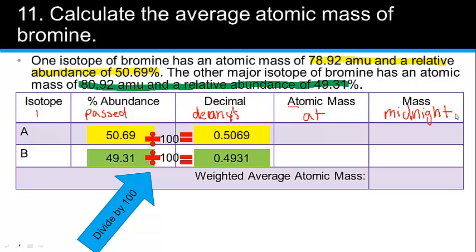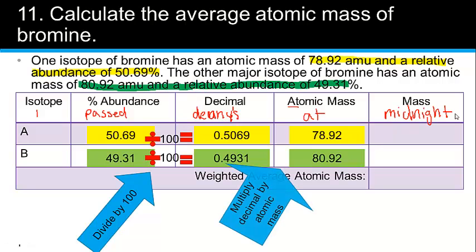Now I need to find the atomic mass. So for the first isotope, the atomic mass is 78.92. And for the second isotope, it's 80.92. To get the last column, I need to multiply the decimal by the atomic mass. What this does is it finds the mass taking into account the fact that it's not a 50-50 split. It's a little bit uneven.